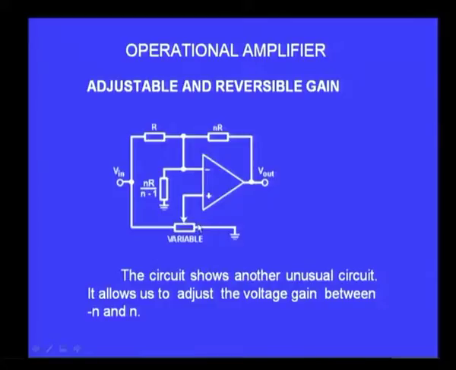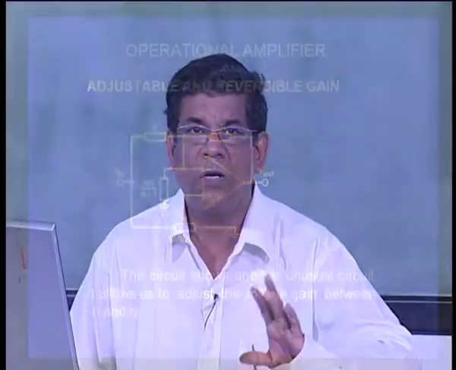When I put it on this extreme end, I will get a gain of minus 10, because it is minus n, and when I put the potentiometer to the left extreme on the screen, then the gain will be plus n, that is plus 10. So, I should have a gain of minus n to plus n as I vary the potentiometer in the circuit. This is what I want to demonstrate to you now.